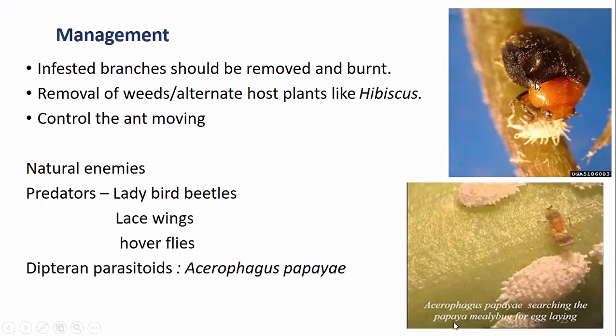Here, Acerophagus papayae is searching the papaya mealybug for egg laying. Acerophagus papayae lays its egg on the mealybug and eventually kills it. Any other pests are also available: whitefly and fruit fly are also papaya pests. These are the minor pests, but the mealybug is the major pest.